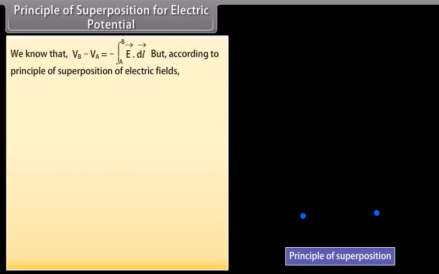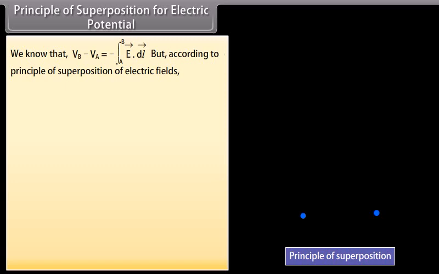Principle of superposition for electric potential. Let us consider 2 point charges +Q1 and +Q2. Take any 2 points A and B in the combined electrostatic field of 2 charges Q1 and Q2. Choose a curve L between A and B. We know that VB minus VA is equal to minus integration from A to B of E vector dot dl vector.